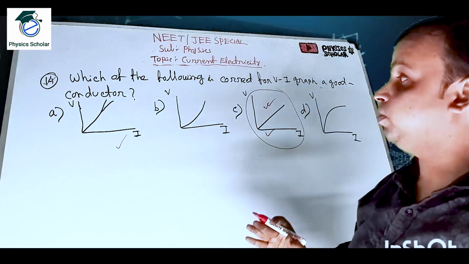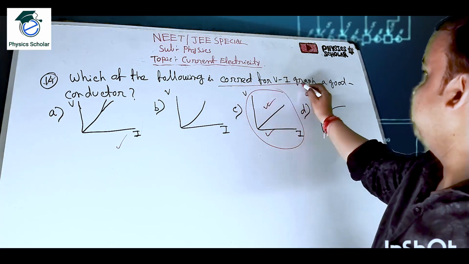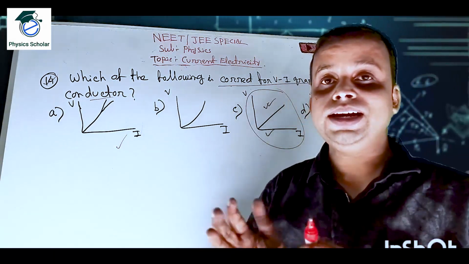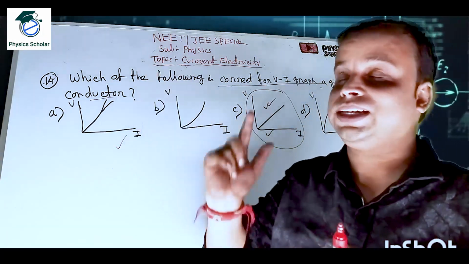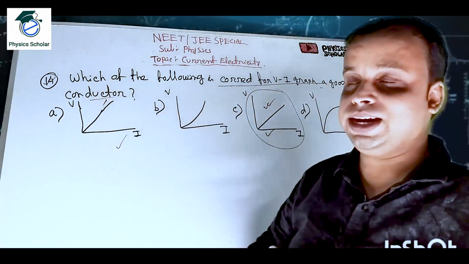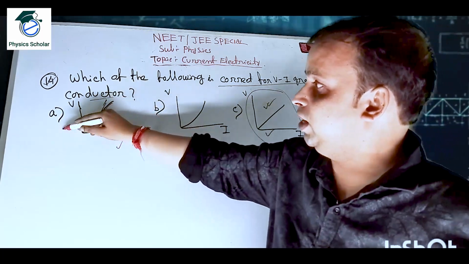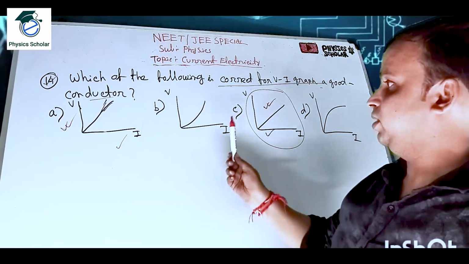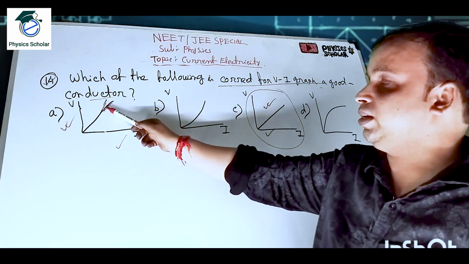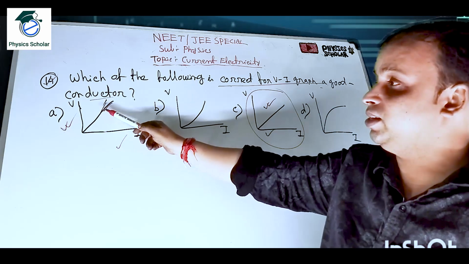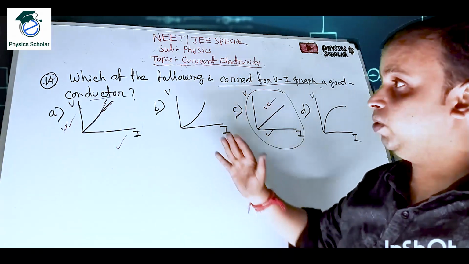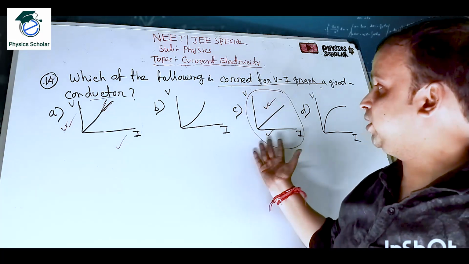Clear? Number C. But the question asks which is correct for a good conductor. So for a good conductor it will not exactly obey Ohm's law. A little variation or deviation will be there in the straight line. Okay. So here see, a little bit of deviation is there in the straight line. This graph will be for the good conductor. In this graph it is almost a straight line but a little deviation we can see. So option A will be correct for this question. So hope you have understood this.